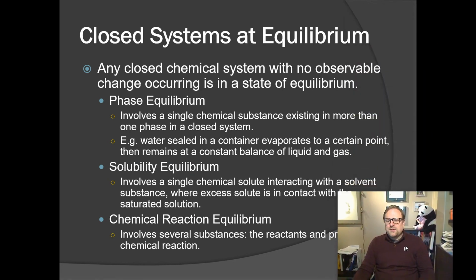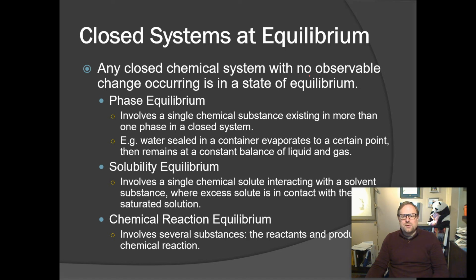So, a couple of things that I want to talk about then. Any closed chemical system with no observable change occurring is in a state of equilibrium. Okay, so if there's no observable change, you sit there, you stare at it, you put a video camera on it, you watch it for minutes or hours and nothing changes, we can say that it's at a state of equilibrium. There's 3 kinds of equilibrium that I want to talk about with you guys: phase, solution, and chemical reaction. And it's this one at the bottom here where we're going to spend our time in the unit, but I do need you to be aware of these 2 as well.